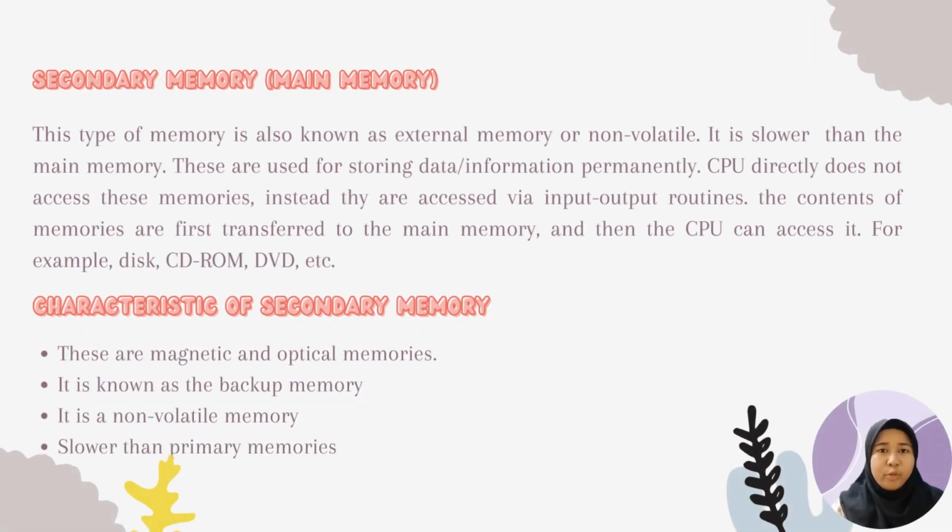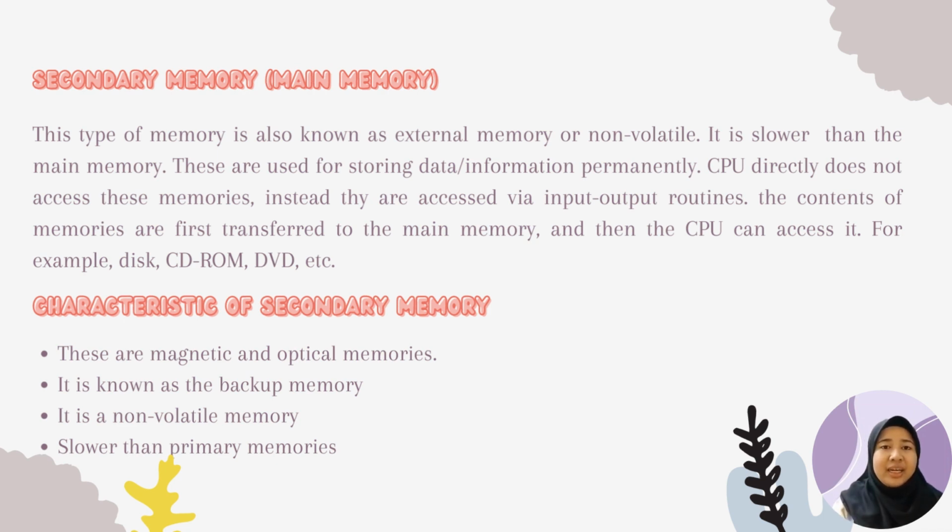Next is secondary memory. This type of memory is also known as external memory or non-volatile memory. It is slower than the main memory. These are used for storing data or information permanently. The CPU does not access this memory directly. Instead, it is accessed via input-output routines. The contents of memory are first transferred to the main memory, and then the CPU can access it. For example, disk, CD-ROM, DVD, etc.